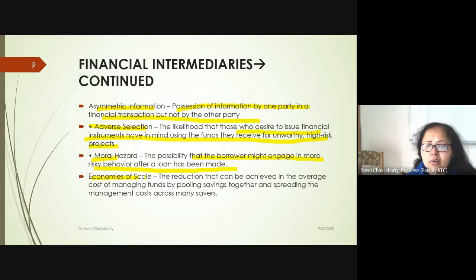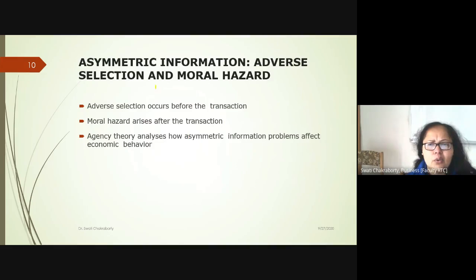Economies of scale is the reduction that can be achieved in the average cost of managing funds. How? When you pool savings together and spread the management cost across many savers, more people are there. So the cost of managing funds can be spread out over multiple people, and each person has to pay less for managing these funds.